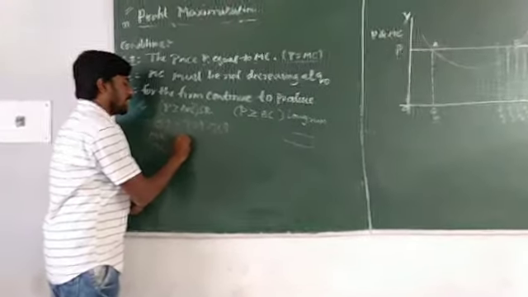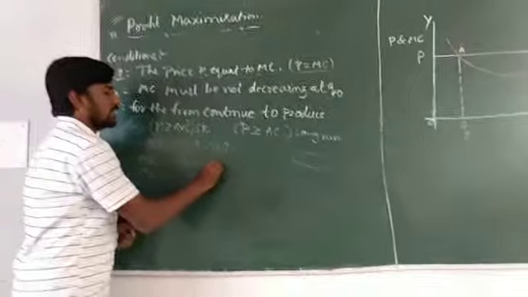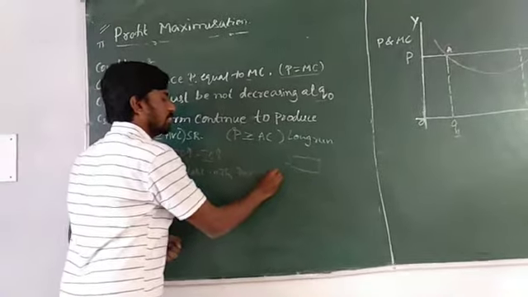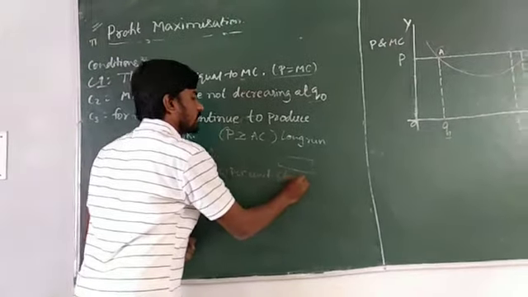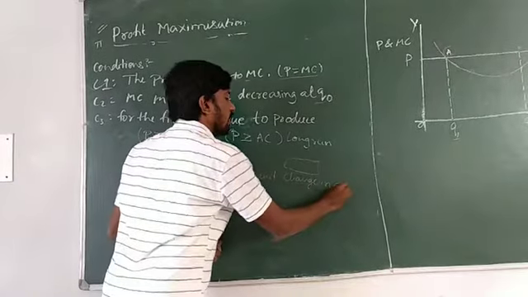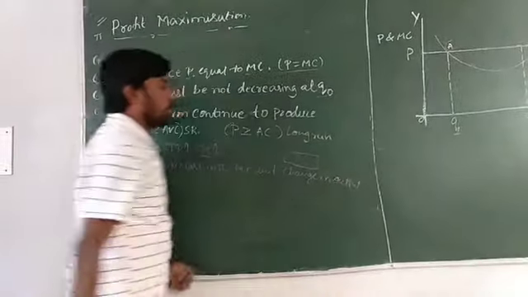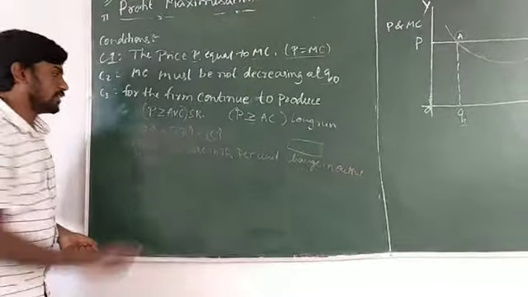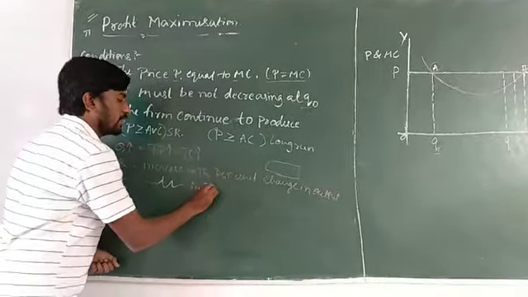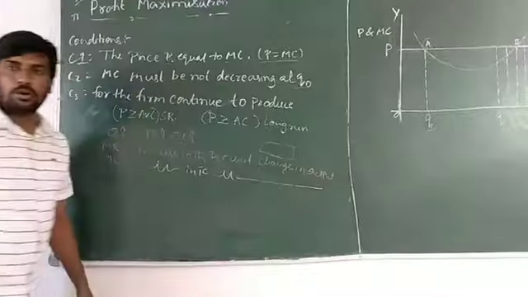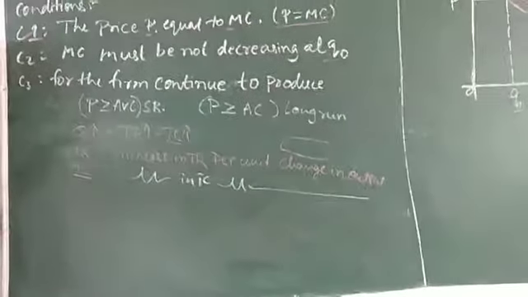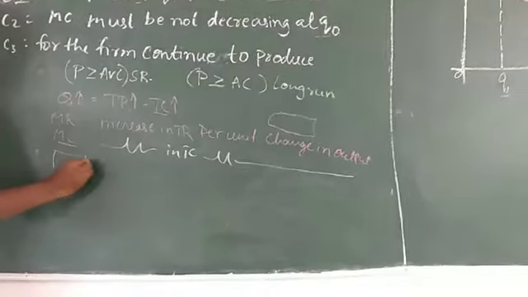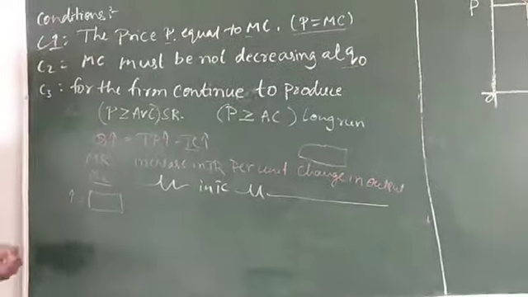So you can say, increase in total revenue per unit change in output. Next one, marginal cost is the increase in total cost per unit increase in output. So marginal cost shows if the firm increases the output by one, to increase that one output, how much is spent on an input. That is the marginal cost.